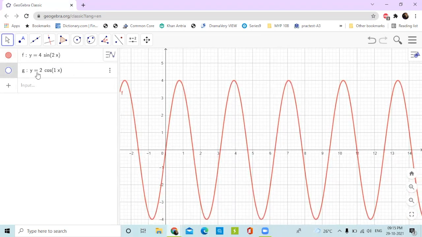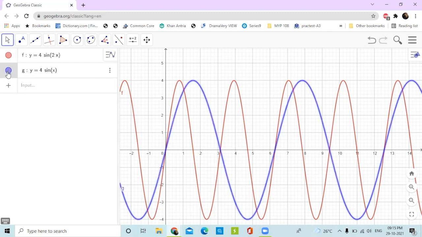If you were to compare this to a similar function like 4 sine 1x, it again just proves that the higher the b value is, the more compressed the wave would be. Here the blue wave is 4 sine x, and the red wave is 4 sine 2x.